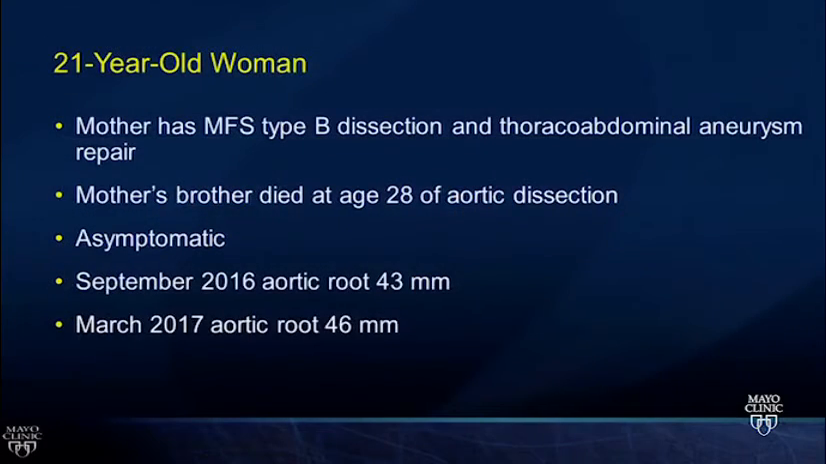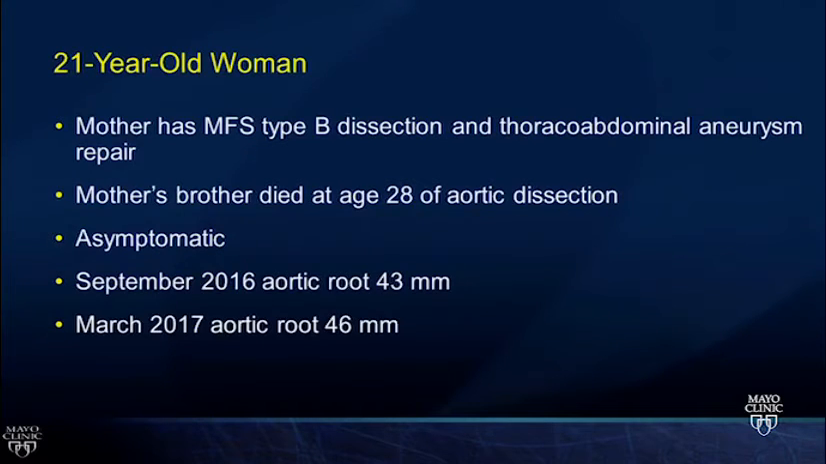All right, so back to our 3 cases. The first one is a 21-year-old woman whose mother had Marfan syndrome with a type B dissection and a thoracoabdominal aneurysm repair. The mother's brother died at age 28 of an aortic dissection. This patient is asymptomatic, but in September of last year, her aortic root was 43, and a handful of months later, it was 46.